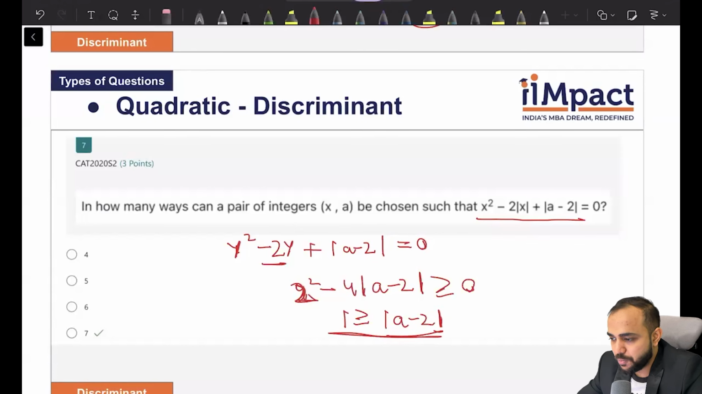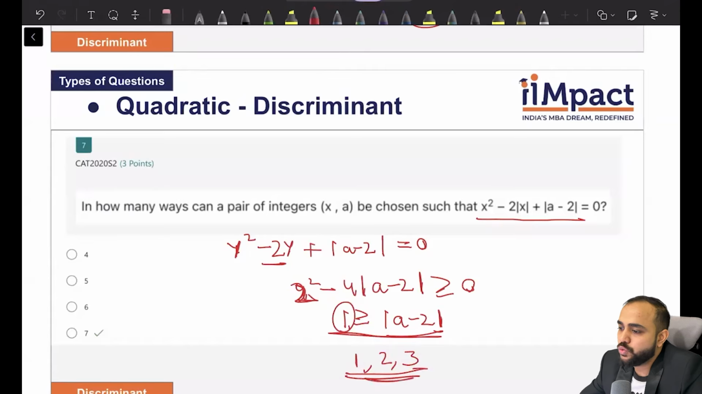You have only three possible values of a. a can be either 2 or 3 or 1. Anything other than that, you will cross the value 1. Corresponding to this, you can find your roots. So the number of roots that you will get corresponding to all three of these would be 7.